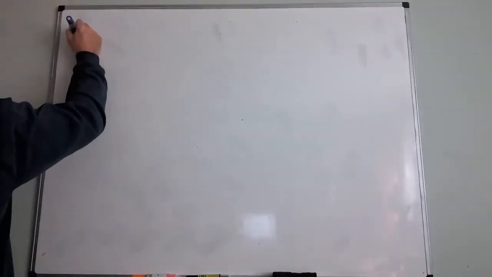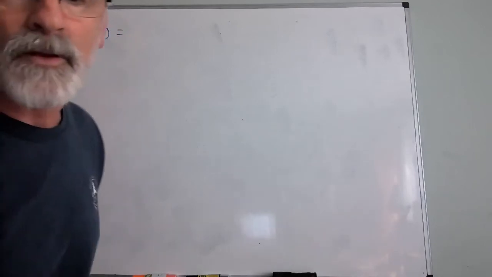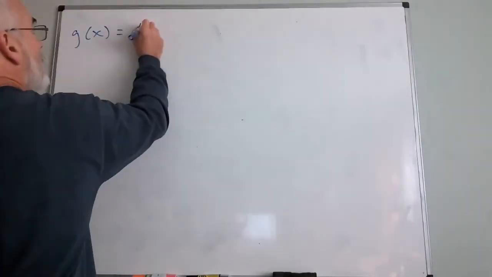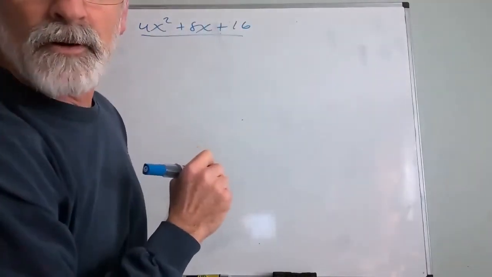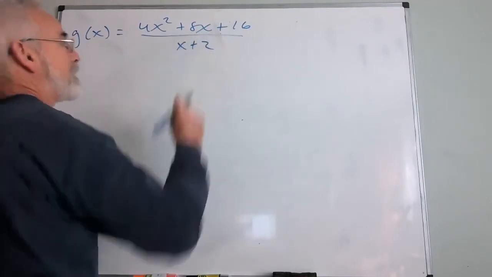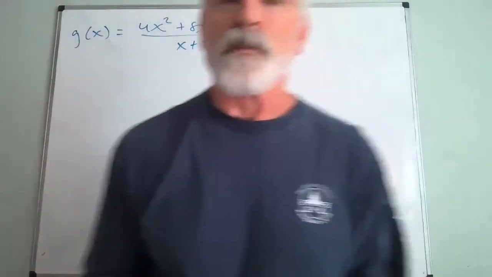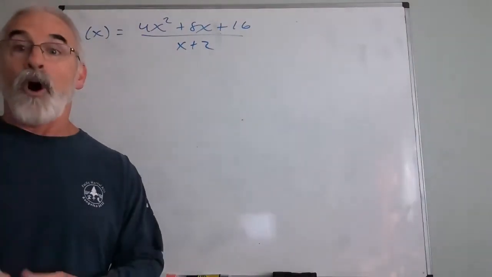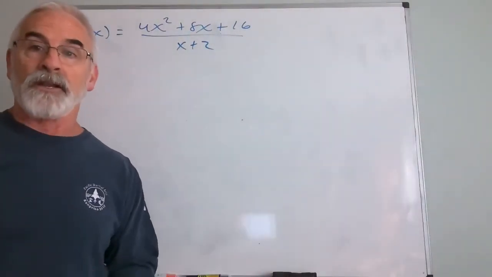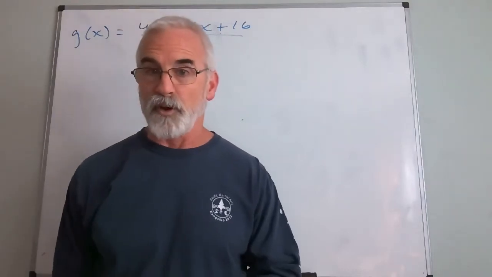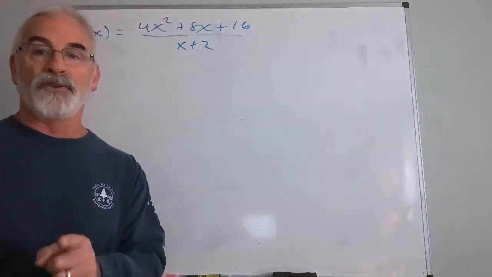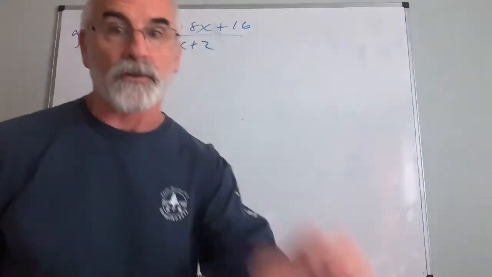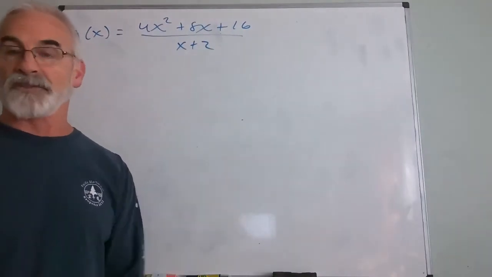So let's consider g of x is 4x squared plus 8x plus 16 over x plus 2. I want to draw the graph of this. Now, there's a basic rule that governs all calculus and algebra: whenever you have a quotient of polynomials, you cannot proceed. You don't take a derivative, you don't do anything unless the degree of the numerator is smaller than the degree of the denominator. That's an absolute rule that's never changed.